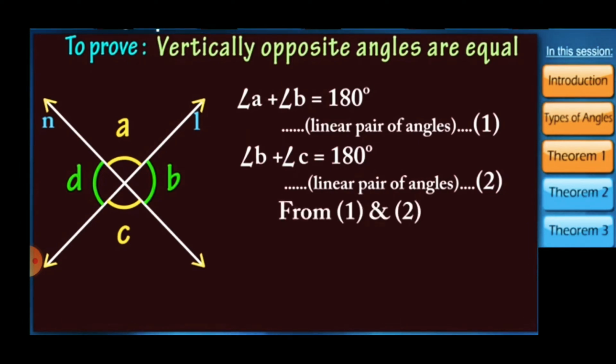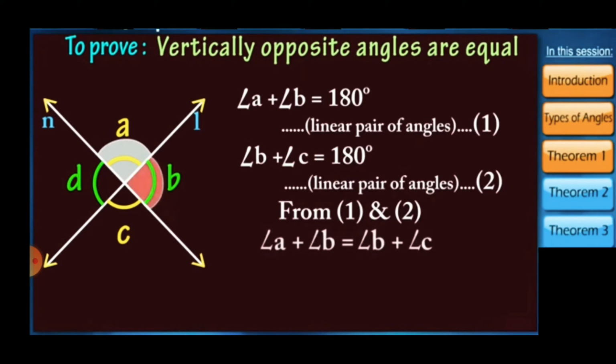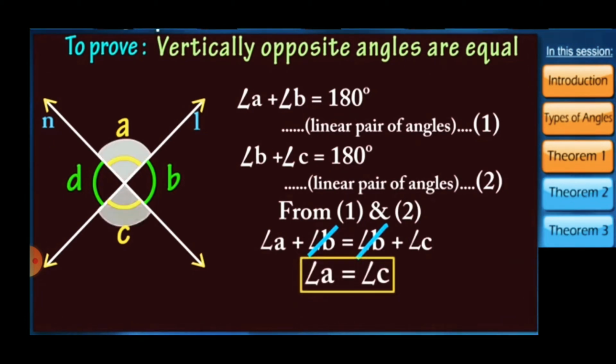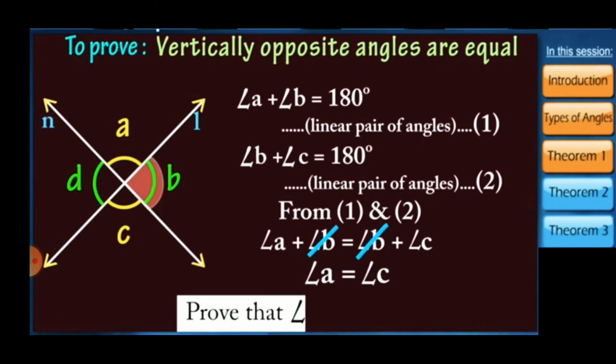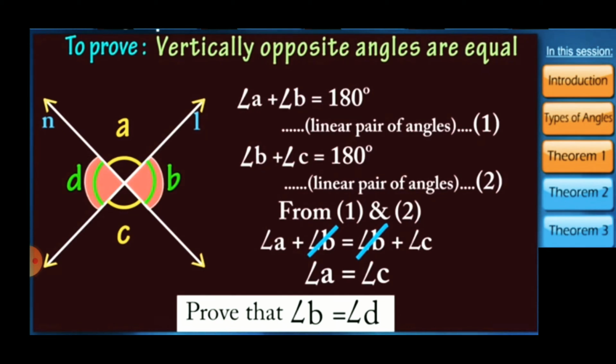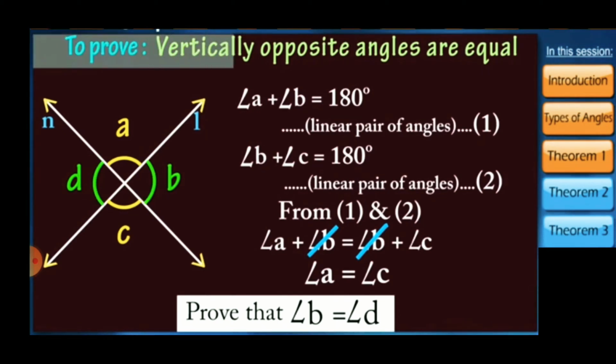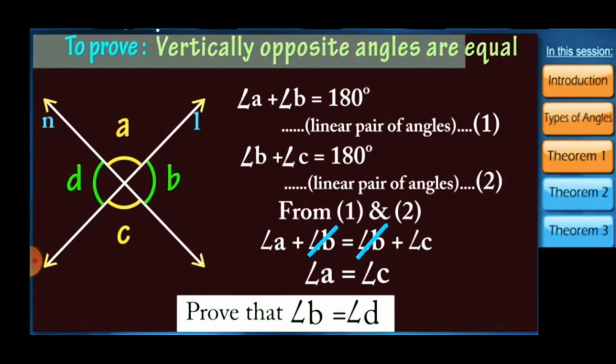So from 1 and 2, angle A plus angle B will be equal to angle B plus angle C. Now if we subtract angle B from both these sides, we can see that angle A is equal to angle C. Now in a similar way, you can also prove that angle B is equal to angle D. Here I just proved that vertically opposite angles are equal to each other.